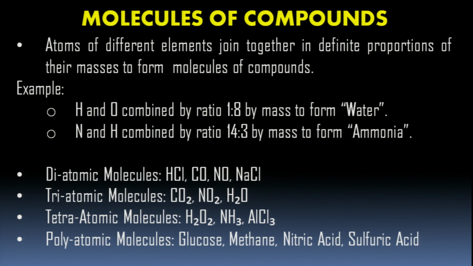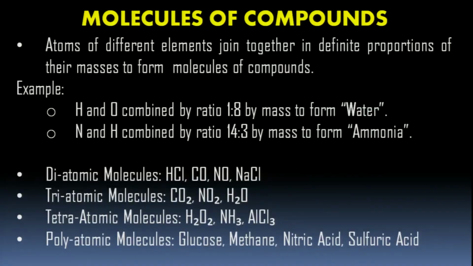Poly means more than this. We can't just go on saying penta, hexa, hepta, octa. We call it polyatomic. For example, glucose. What is glucose? C6H12O6. Methane, CH4. Nitric acid, HNO3. Sulfuric acid, H2SO4. So, all these are polyatomic molecules. Children, now you might have got some idea what are diatomic, triatomic, tetraatomic, polyatomic molecules of compounds as well as elements that we had discussed.